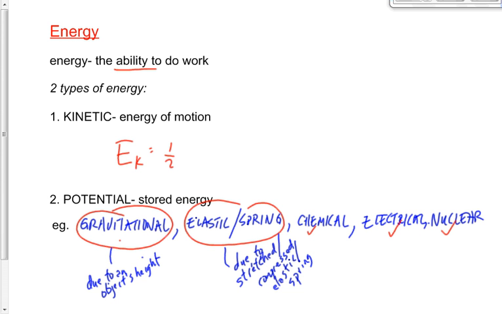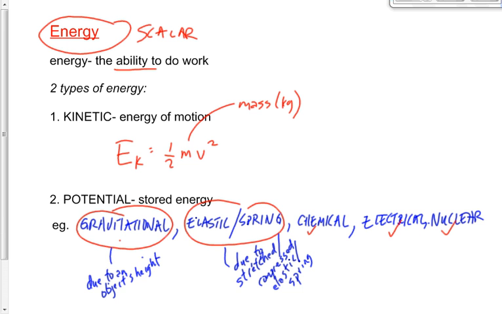Oh, you're so close. Brian said 1/2 times the mass times velocity squared. Brian was closer, but it's still not perfect. 1/2 times mass times speed squared. Kinetic energy is a scalar. In fact, all energy is a scalar. And if the energy is a scalar, then we're going to use scalars to get it. Mass in kilograms is a scalar. And speed in meters per second is also a scalar.